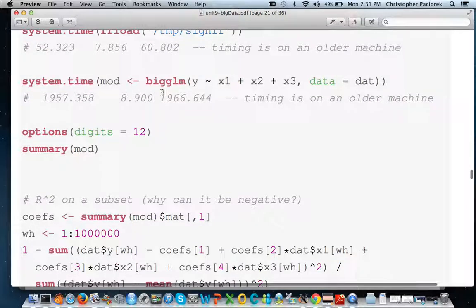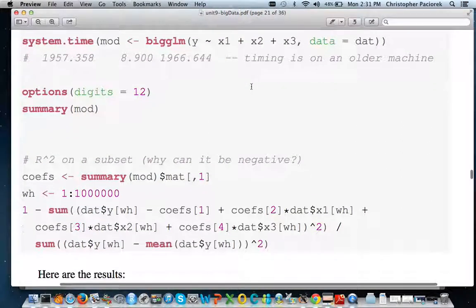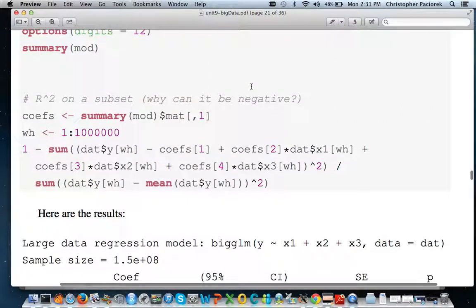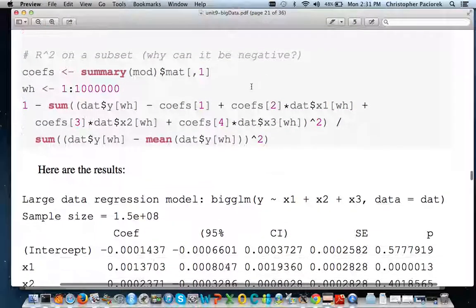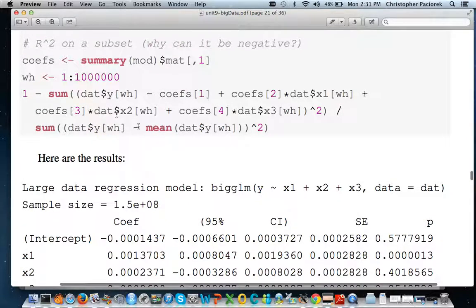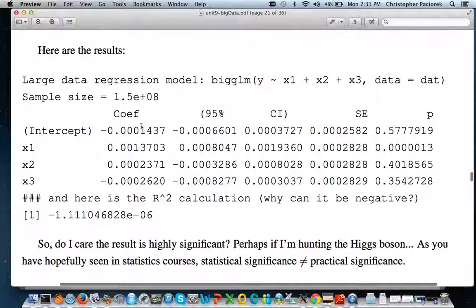So this is the model I'm fitting. I don't know that x2 and x3 are not related to the outcome, so I'm pretending I don't know, and I'm including them in the regression, regressing y on x1, x2, and x3. And now I'm going to look at the results that I get, and I'm going to calculate an r squared here. So this is just sort of manual calculation of the r squared.